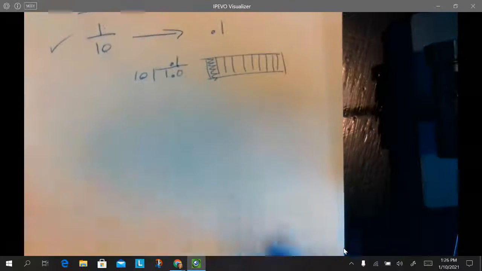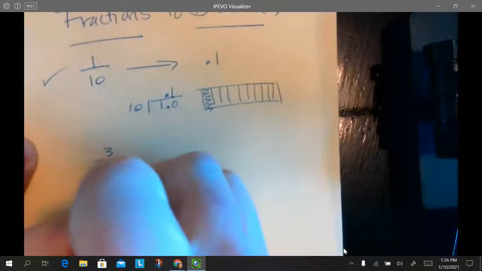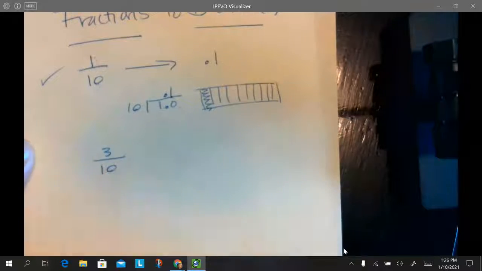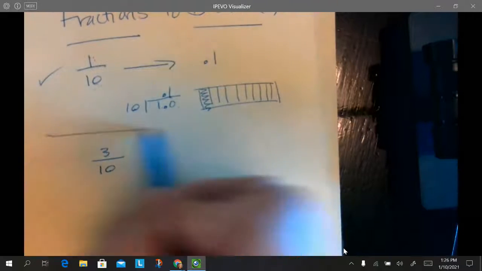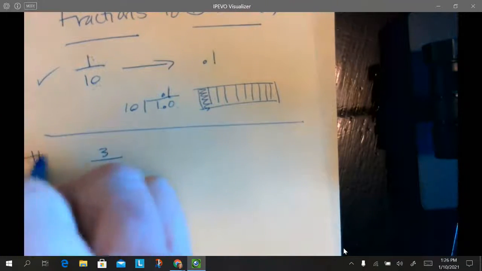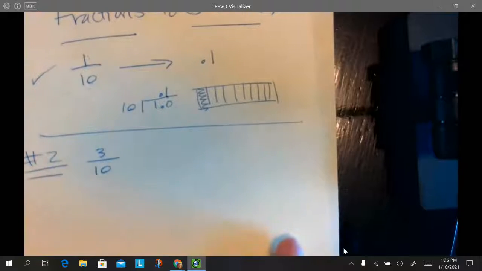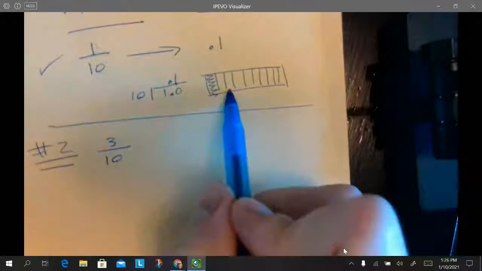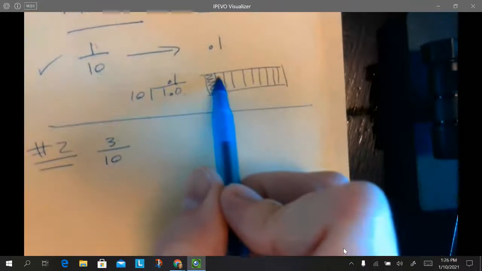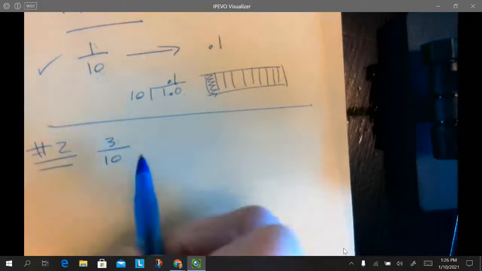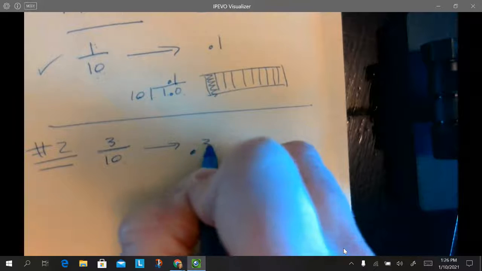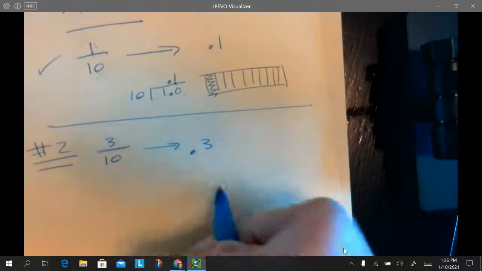Okay, let's do another one. Say you have 3/10. You have 3 parts of 10, right? This is number 2. So you have 3 parts of 10, or 3 divided by 10, which as a decimal would be 0.3, because this is the tenths place.